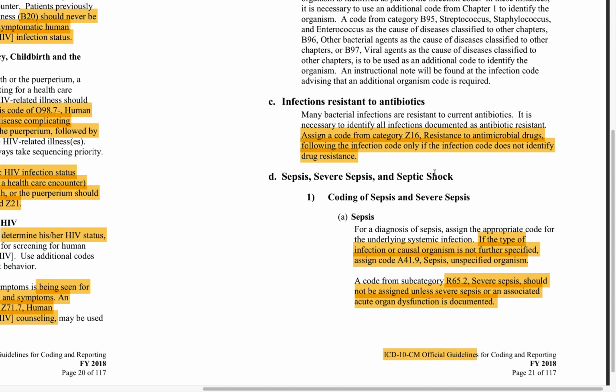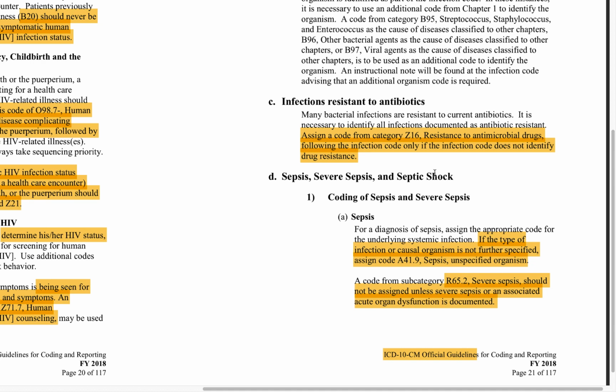Now let's look at C, infections resistant to antibiotics. Many bacterial infections are resistant to antibiotics. It is necessary to identify all infections documented as antibiotic resistant. Assign code Z16 for the resistance of antibiotic drugs. This would follow the infection code only if the infection code does not identify drug resistance.